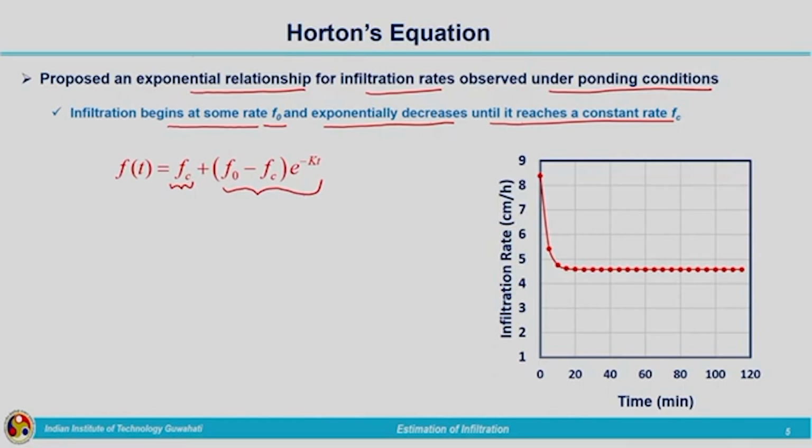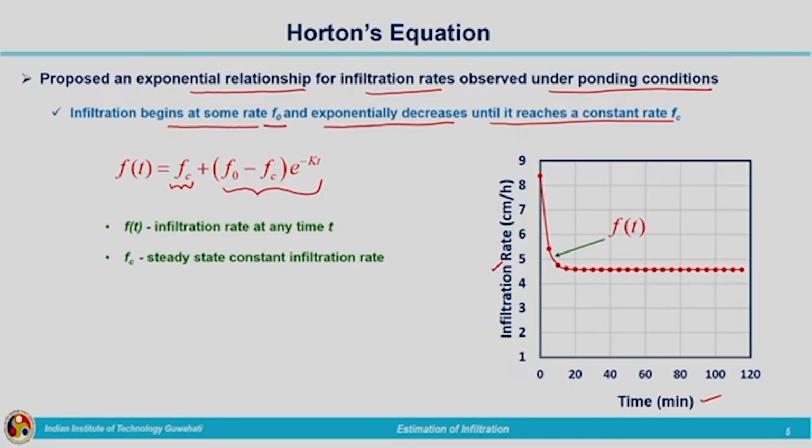So, the curve will be looking like this. If we are plotting infiltration rate along the y axis and time along the x axis, you will get an exponential curve, and in this f of t is the infiltration rate at any time t. As time changes, we will get the infiltration rate corresponding to that particular time if we are using the expression f of t, and f c is the steady state infiltration.